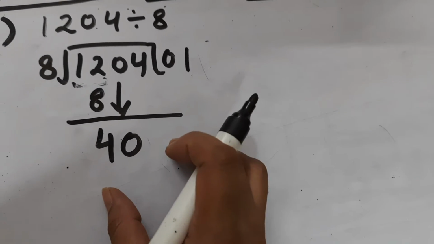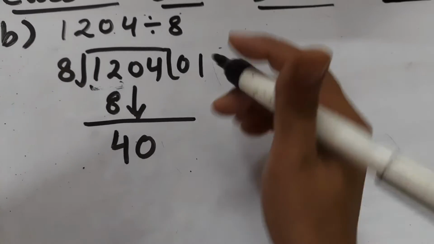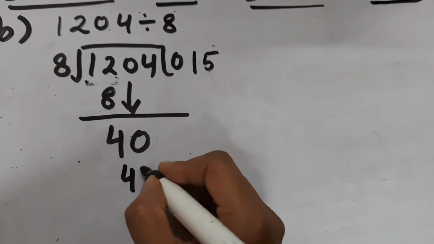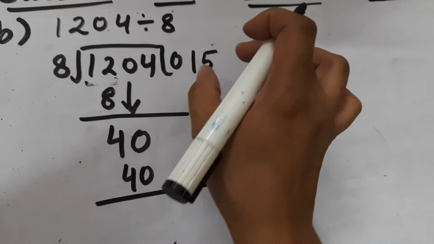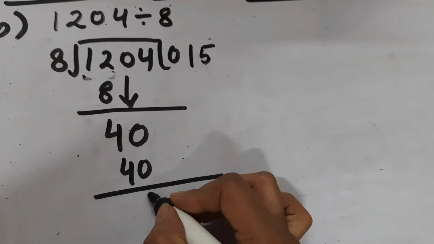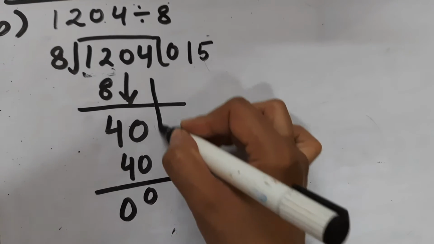Now does 40 come in the table of 8? Yes, 8 5s are 40. So we will write 5 at the quotient and 40 here. Okay, so this way we'll write 5 at quotient and 40 here. Now subtract it and bring this 4 down.